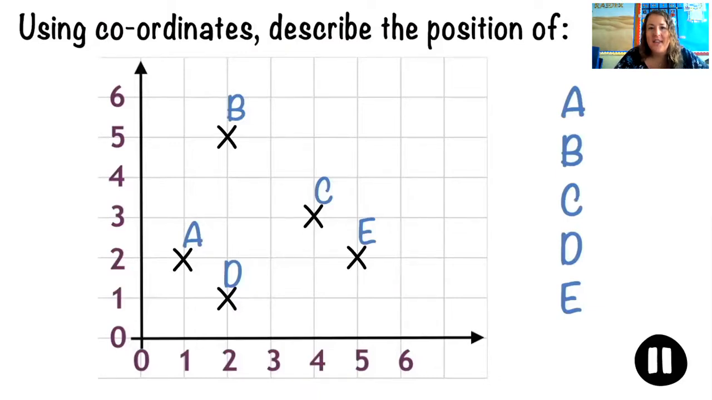Okay, hopefully you had a good go at that. I can't actually type onto this screen because it's the video, but I'm going to say the answers out loud for you. A should have been (1, 2). B should be (2, 5). C should be (4, 3). D should be (2, 1). And E should be (5, 2). Hopefully you got those the right way around and you remembered your comma and the brackets. Okay, let's go on to the second one with you then.